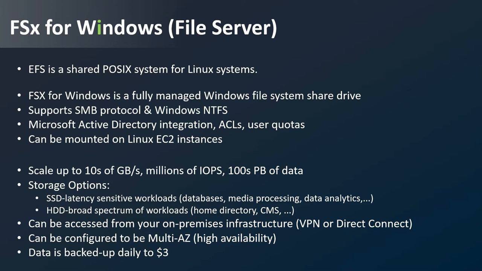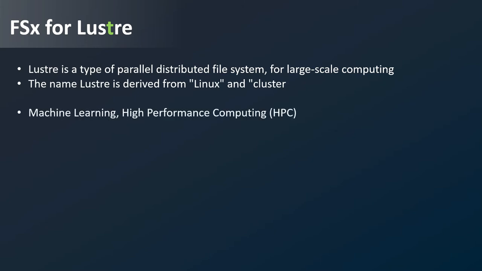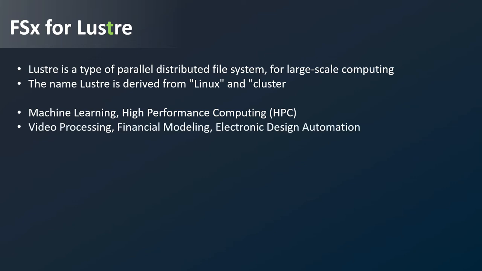Now let's talk about the second kind of Amazon FSx, which is Amazon FSx for Lustre. Lustre is a distributed file system that is used for large-scale computing. The name Lustre is derived from Linux and cluster. It is used for machine learning and high-performance computing, or HPC. And this is a keyword you need to look for to know that you need FSx for Lustre. You can have applications such as video processing, financial modeling, and electronic design automation.